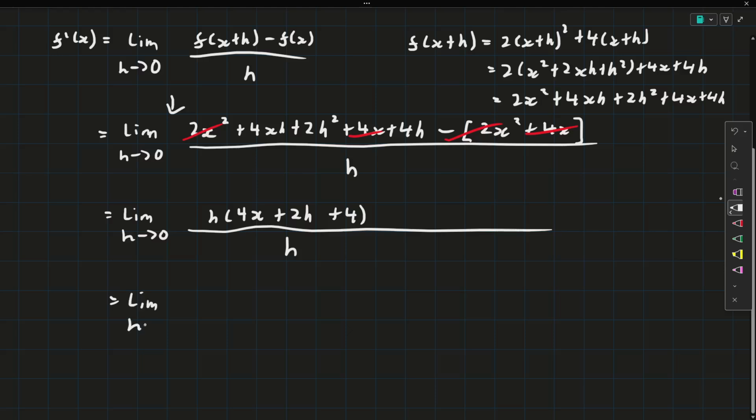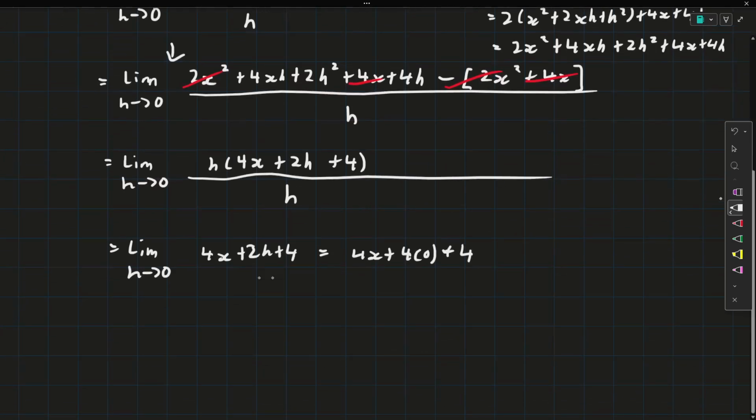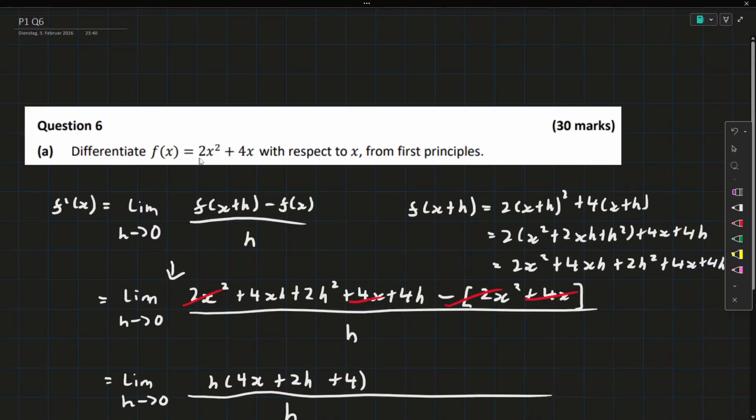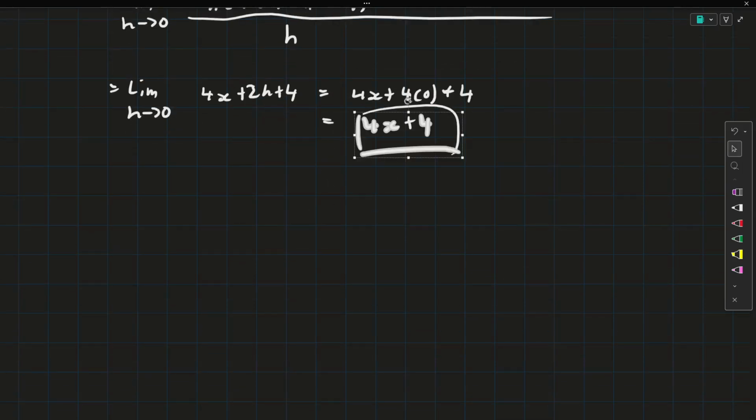So we get the limit as h goes to 0 of 4x plus 2h plus 4, because we've cancelled out the h's now. So that's equal to 4x plus 4 times 0 plus 4. Here I didn't write limit as h goes to 0, because we've let h go to 0. Well, it's very close to 0, but we're just writing it as 0. And we get 4x plus 4 as our final answer. And you can check with the power rule. This will indeed be 4x plus 4, so we have done it correctly.